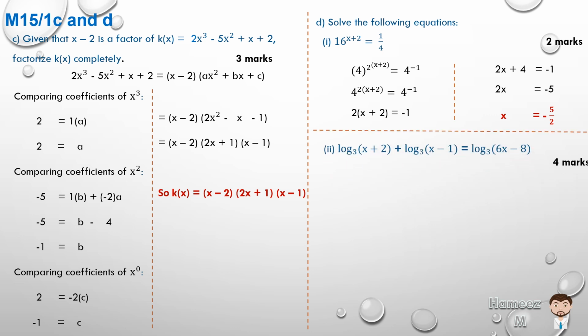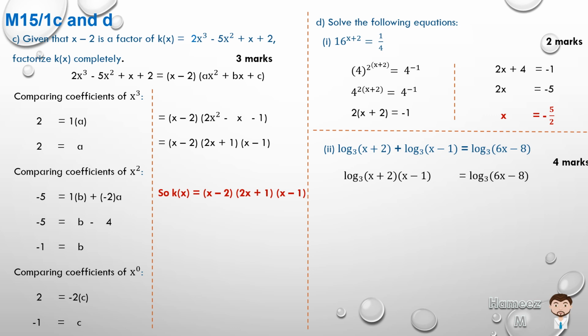Part 2, solve the following equation. Log (x + 2) to base 3 plus log (x - 1) to base 3 equals log (6x - 8) to base 3. So if we apply the rules of logarithms, when we have two of them that are adding, we can multiply them, keeping the base the same. So that will give us log (x + 2)(x - 1) on the left-hand side to base 3 is equal to log (6x - 8) to base 3.